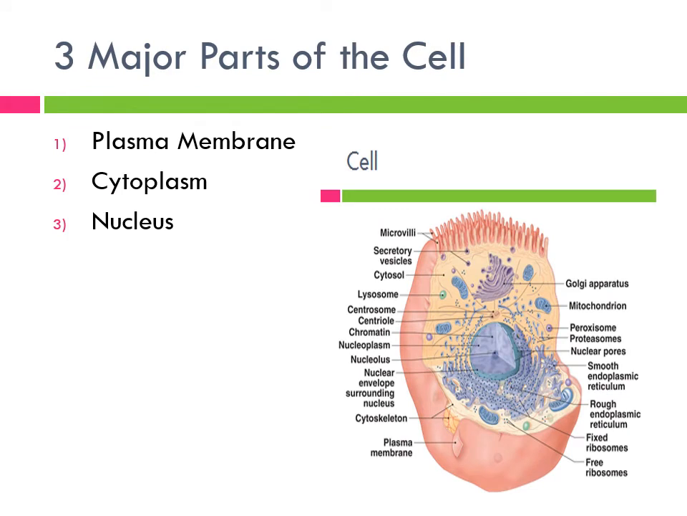Our cells all look very different, but they contain a lot of the same major parts. So we're going to talk about cells right now in very general terms. So the plasma membrane is the outside of the cell. The cytoplasm is the inside of the cell. And then the nucleus is the large central portion of the cell.